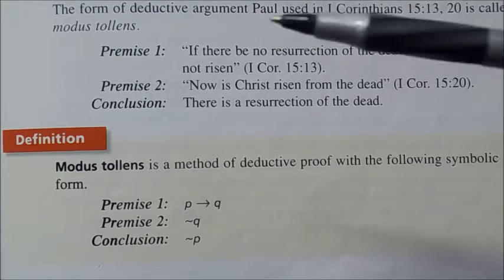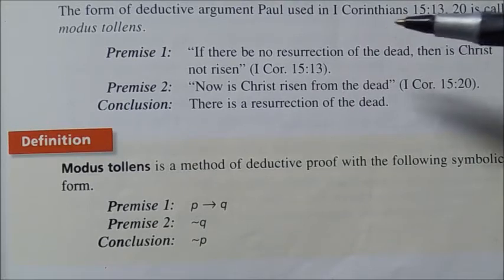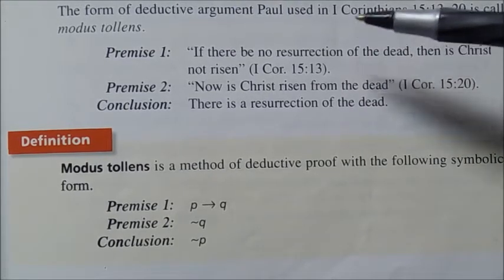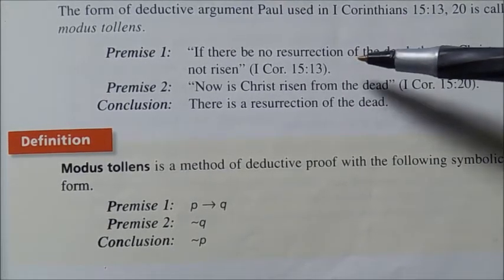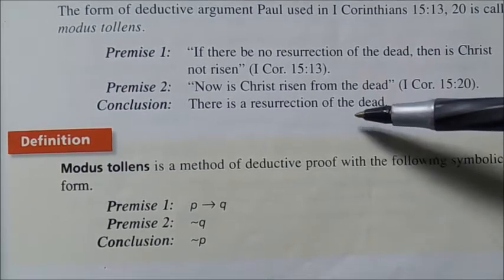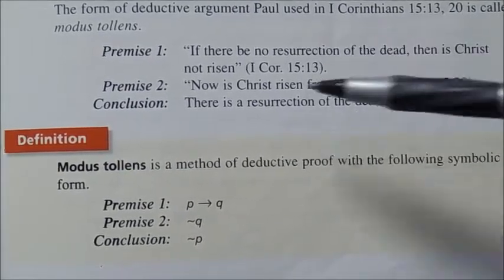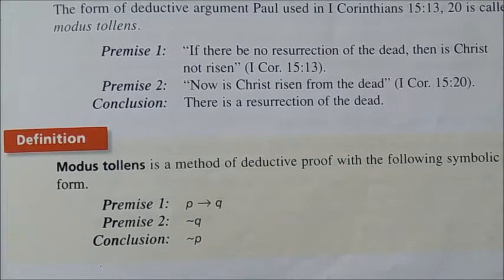So maybe we'll just take a look at it right up here one more time. If there's no resurrection from the dead, then Christ is not risen. Christ did rise, so there is a resurrection from the dead. That's it in symbols right there. That one's called modus tollens.